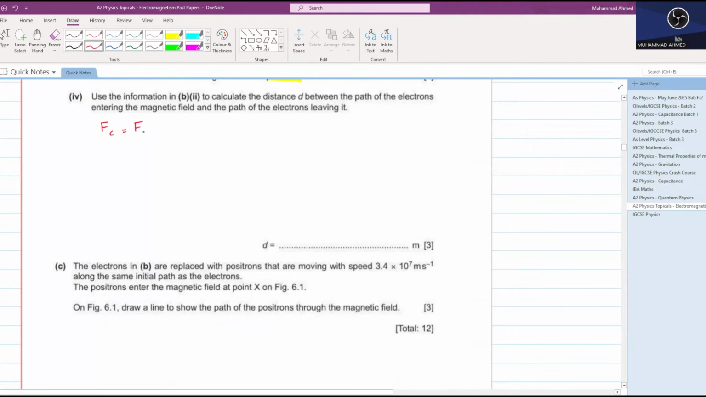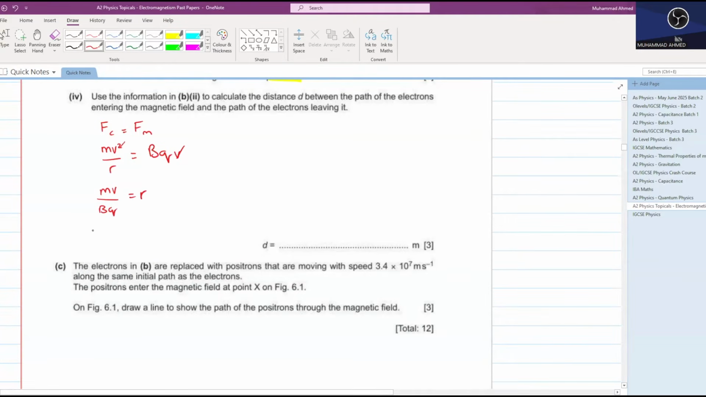Centripetal force is equal to magnetic force. What is the formula for centripetal force? mv squared over r. What is the formula for magnetic force? Bqv. v and v get cancelled out. What do we have to calculate? R. Let's calculate mv divided by bq is equal to r.